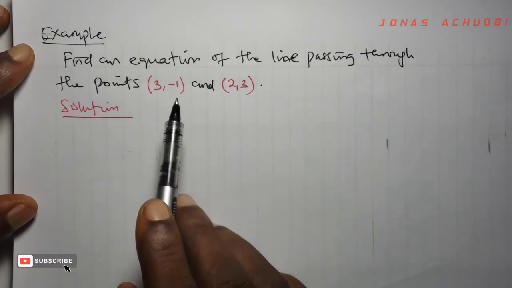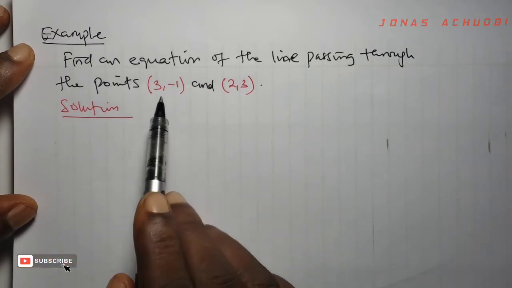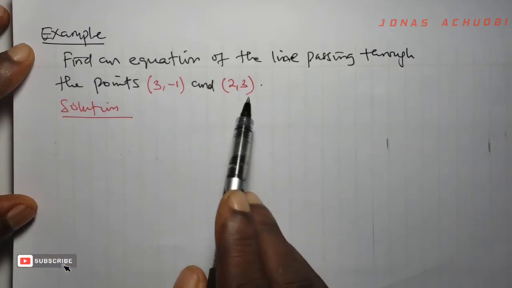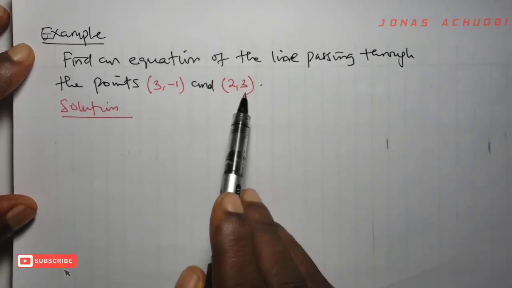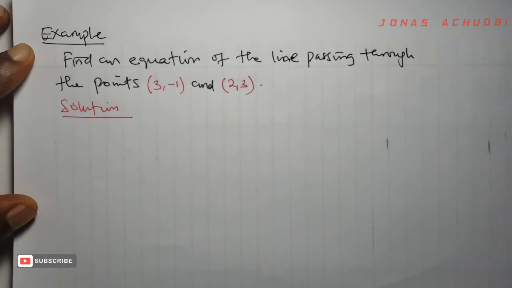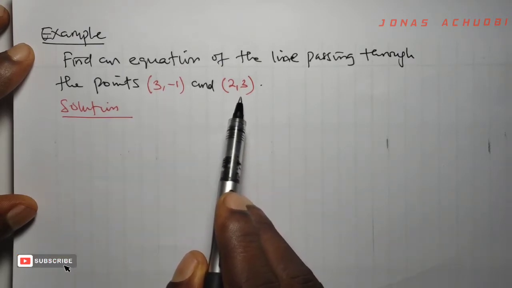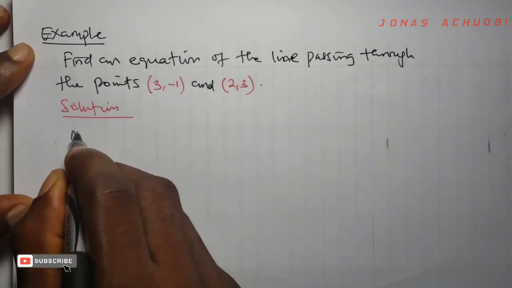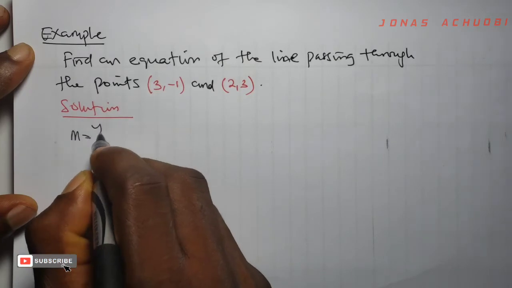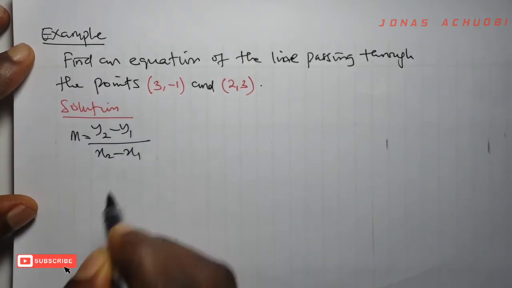How? In the point slope form, all we require is 1 point and a slope. So point wise, we have 2 points, but we have no slope. However, we know also that once we have 2 points on a line, then we can calculate the slope of such a line. So slope m is equal to what? y2 minus y1 over x2 minus x1.